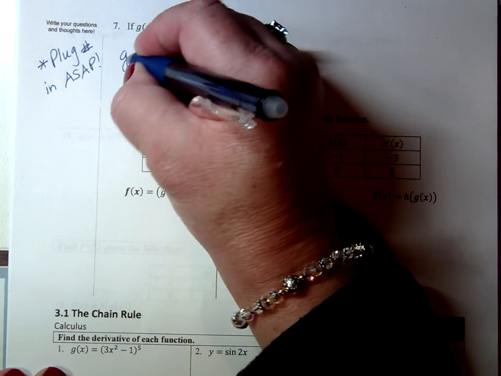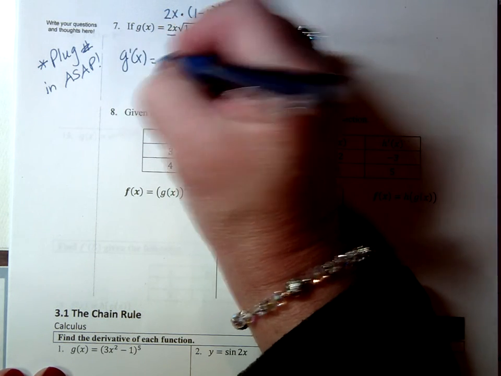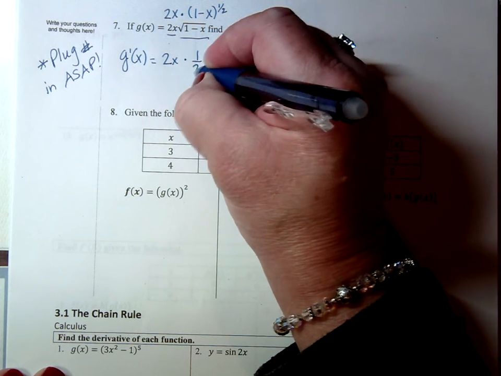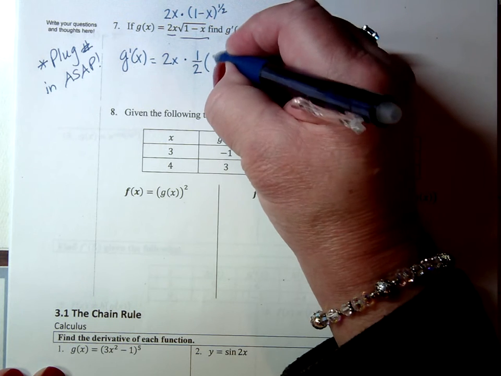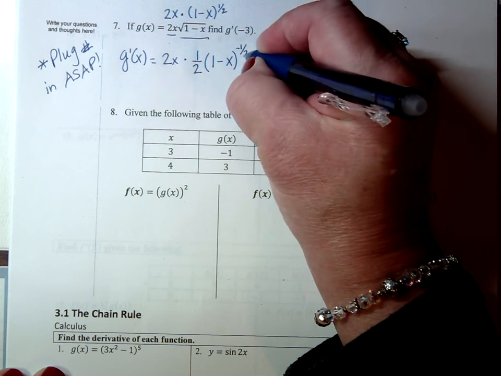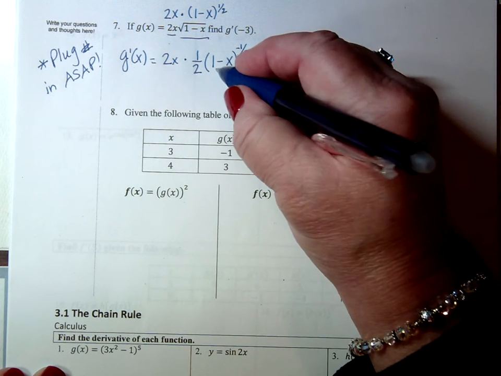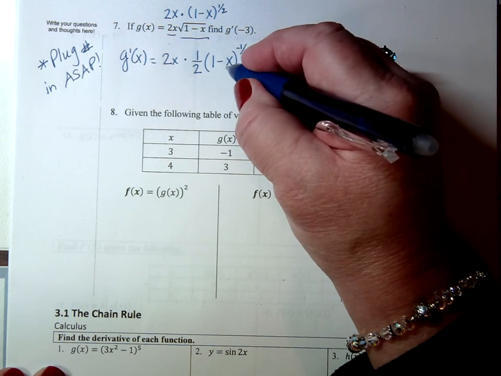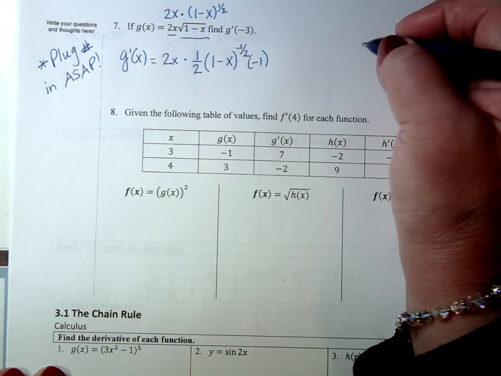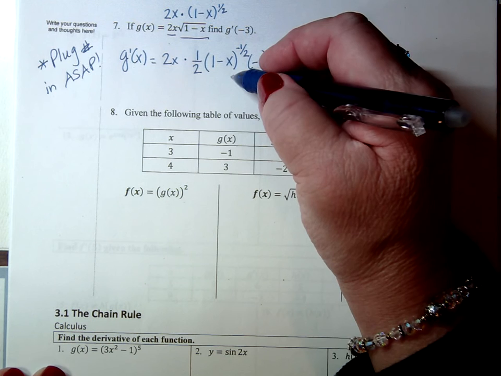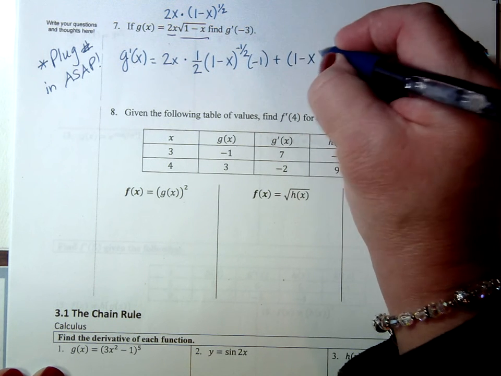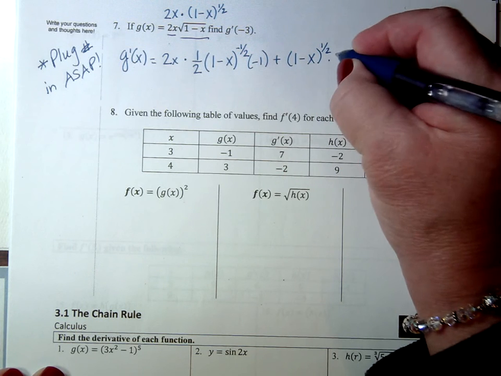So g prime of x, product rule: first times the derivative of the second. Power rule, 1/2 comes down in front. The grouping goes to 1 less power. But wait, then you need the derivative of what's inside, and that would be a 0 and a negative 1. First times the derivative of the second, plus the second, 1 minus x to the 1/2 times the derivative of the first.